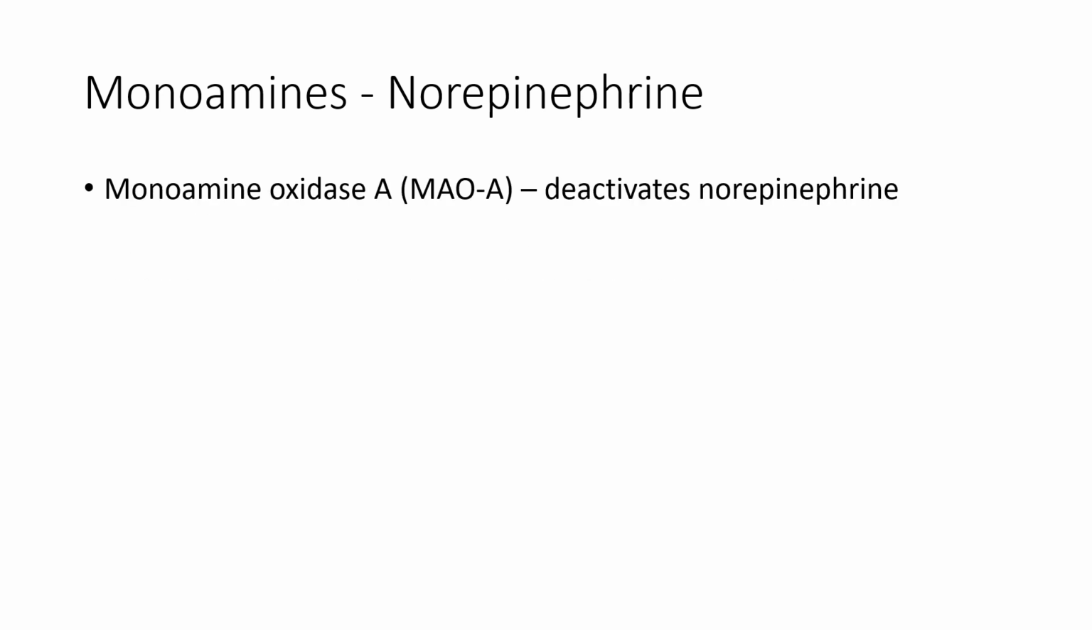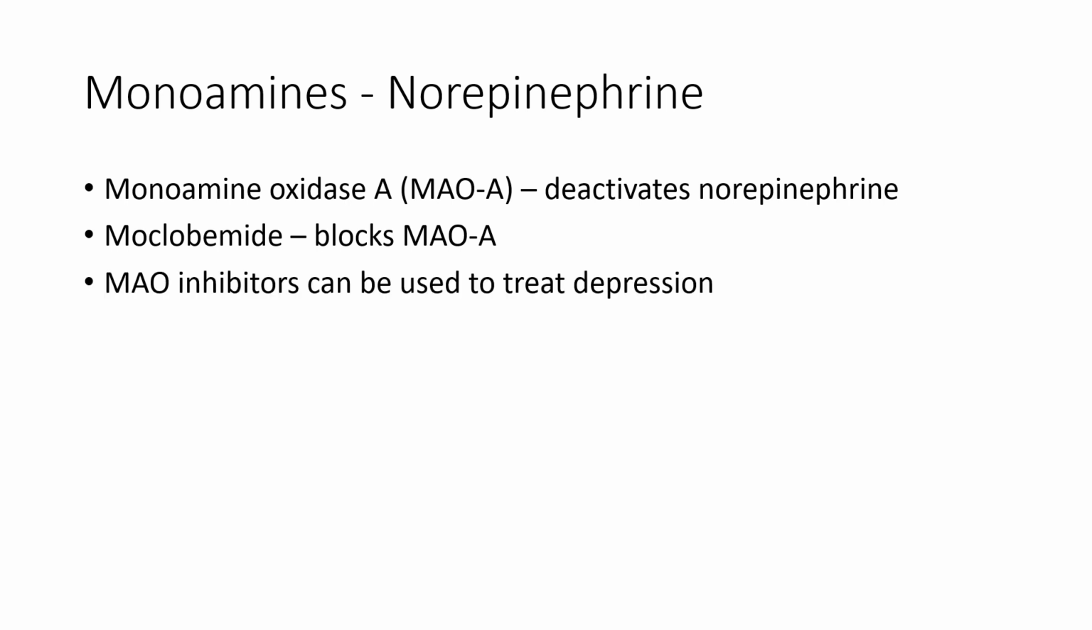Now here we look at the deactivation of norepinephrine. So once it is in the synaptic cleft, it is deactivated by MAO-A, or monoamine oxidase A. This is the substance that will deactivate norepinephrine and help it be removed from the synapse. So if we want to increase norepinephrine availability, we might give an MAO-A inhibitor, or something that blocks MAO-A. A common drug used is moclobemide. This, again, is a form of MAO inhibitor.